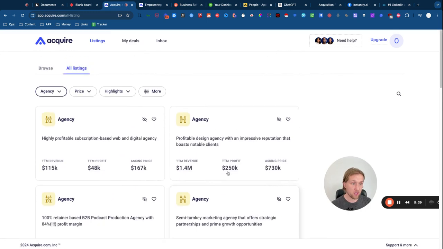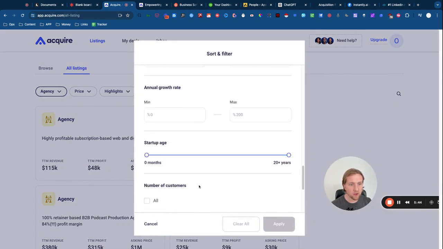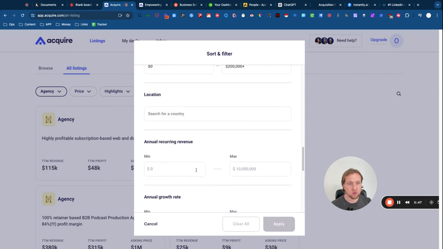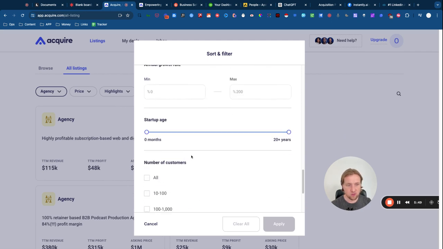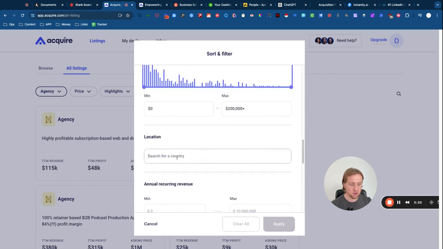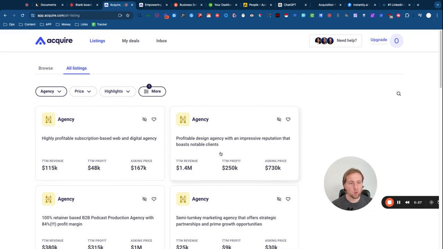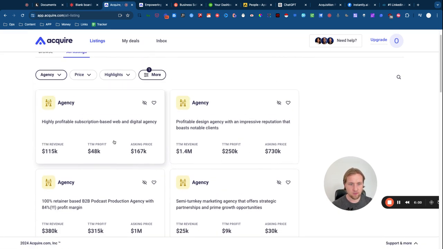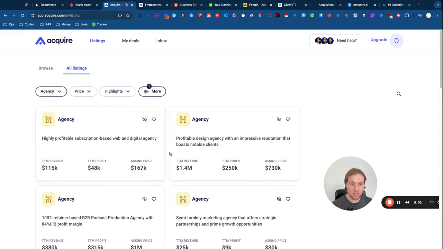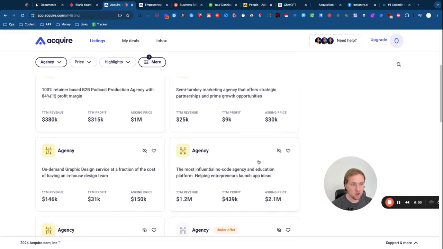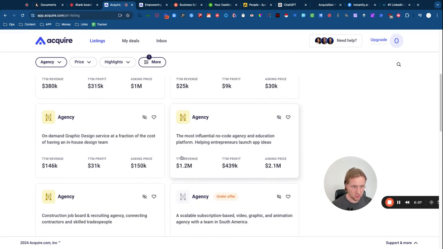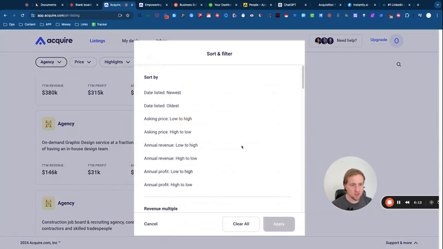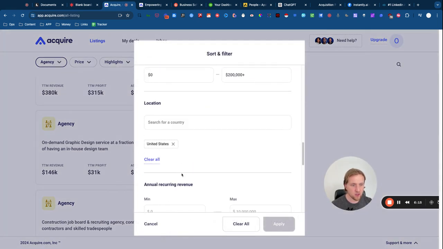Okay, so very quickly here, by just selecting agency and nothing else, we could select location, annual recurring revenue, profit margins, whatever it might be. If we just go to revenue, we'll go to the US. What you can see very quickly is different agencies with different offers and the niches they are operating in. So this one here: the most influential no-code agency and education platform, helping entrepreneurs launch app ideas. One thing you might want to do is go to verified businesses only.